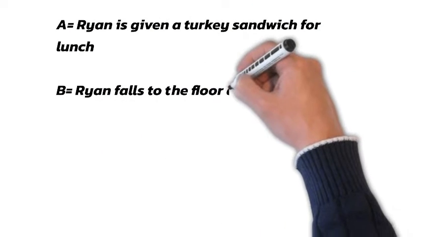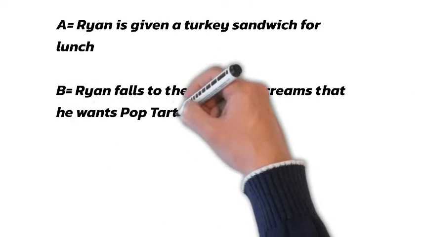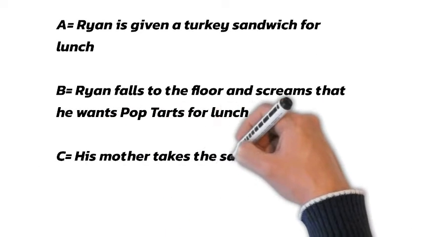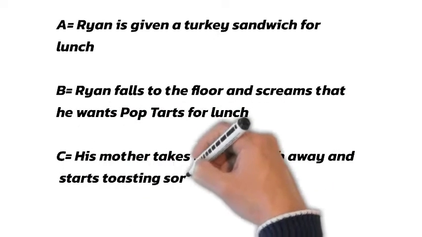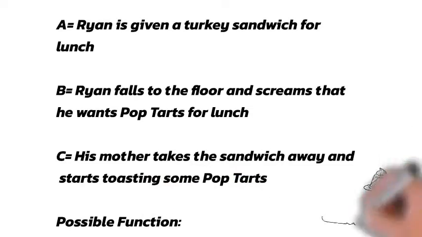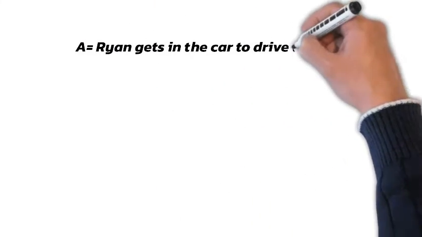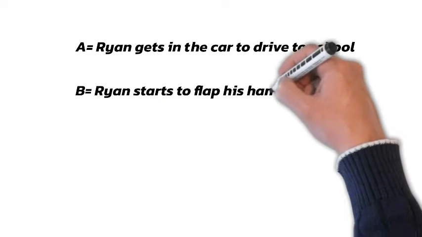A. Ryan is given a turkey sandwich for lunch. B. Ryan falls onto the floor screaming that he wants a Pop-Tart for lunch. C. His mother takes away the sandwich and gives him the Pop-Tart. What do you think the possible function might be? Let's move on to the next one.